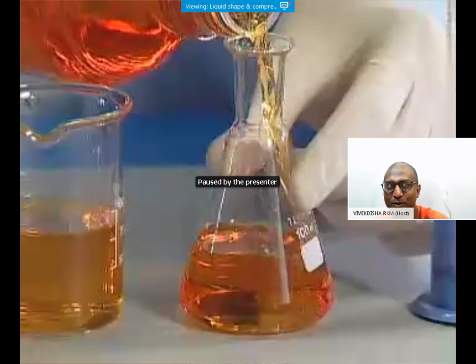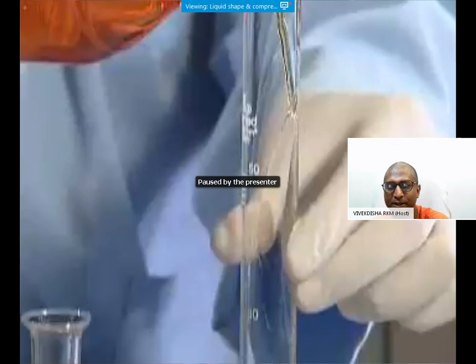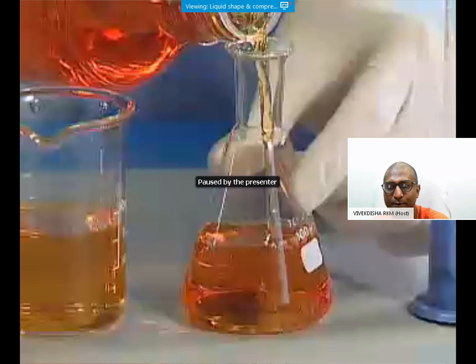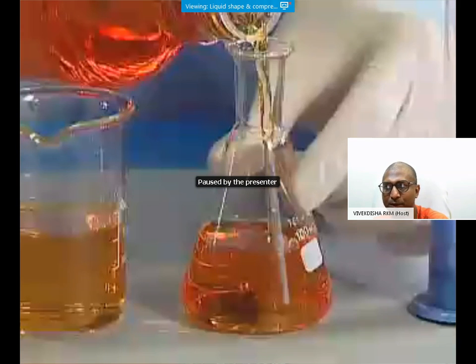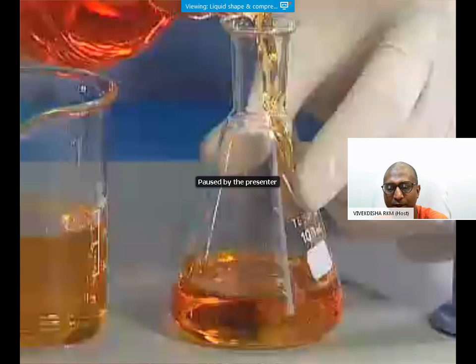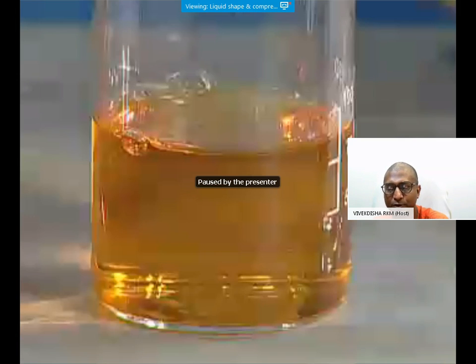And on the extreme left side, check this one. The extreme left one is the beaker. So it is also there in our beaker. So this is our beaker, and then check this.